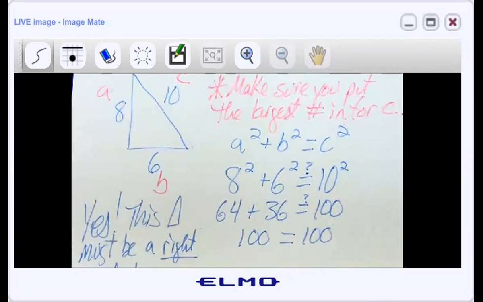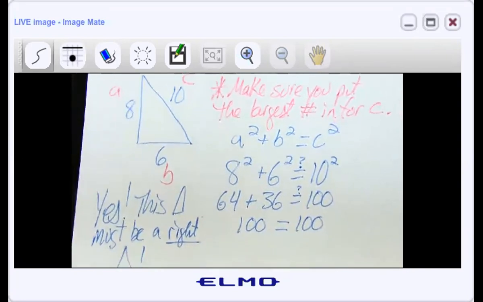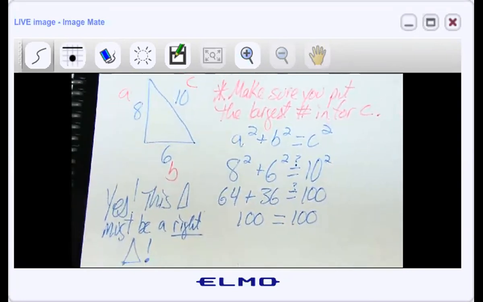So now we know, even though I did not have a protractor, I didn't measure that this was a 90-degree angle, but I can prove that it is because the three numbers adhere to the Pythagorean theorem. Wow. Is it always going to work? No, of course not, because you're going to have plenty of triangles that look like they could be right triangles, but they end up not being.